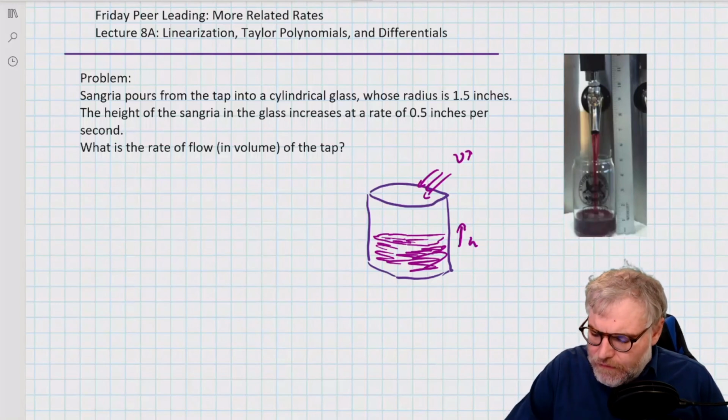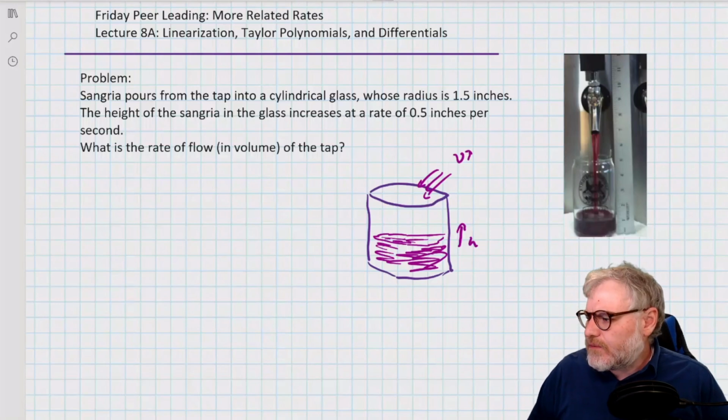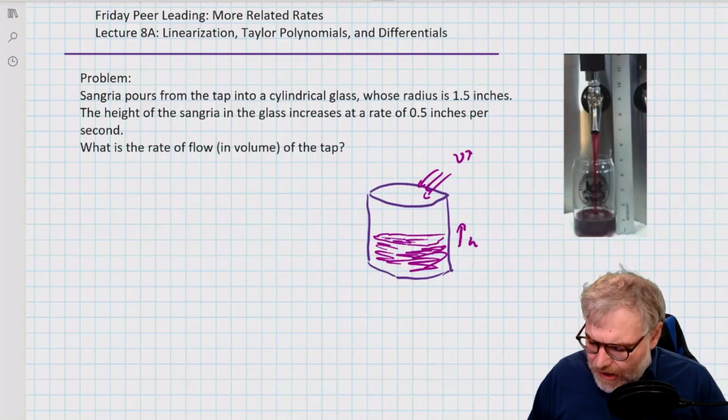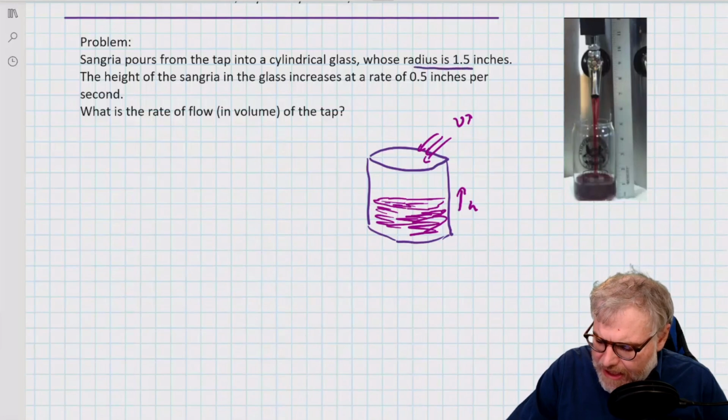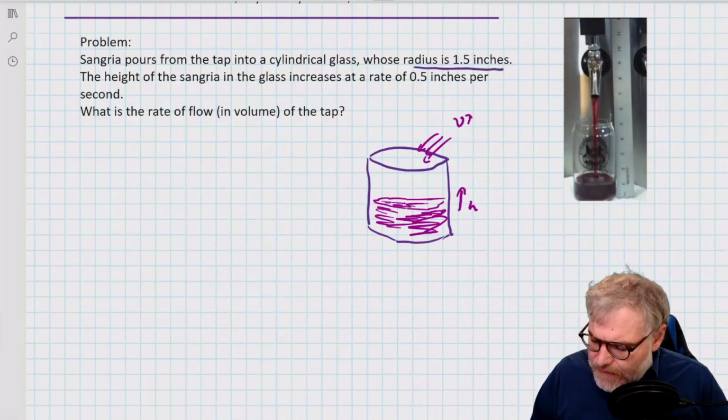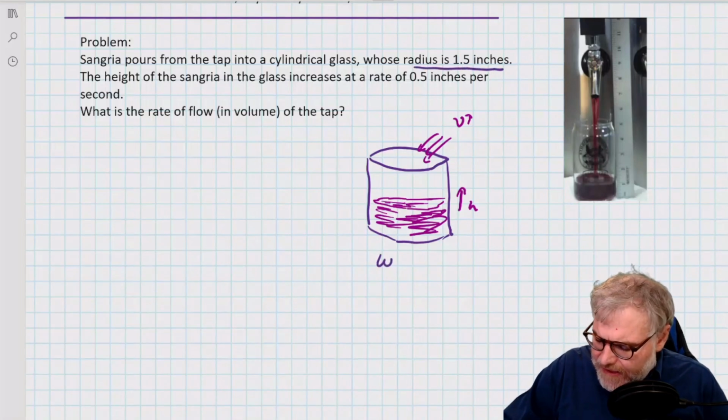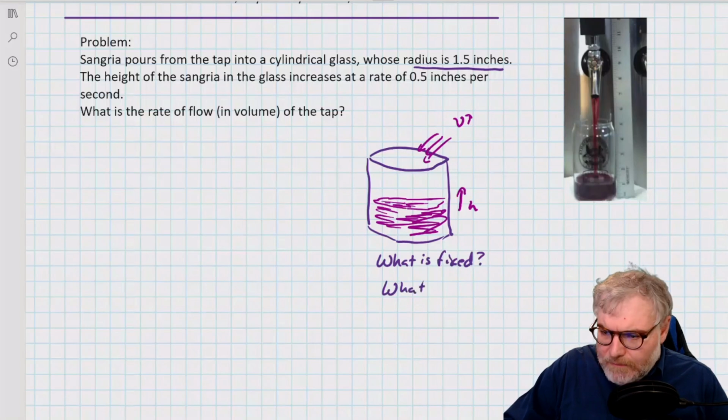Okay. So what I want to do here is list what's going on. I've got a radius of 1.5 inches. Now that's never going to change. So I want to ask myself these questions. What is fixed? What moves? And then what drives?